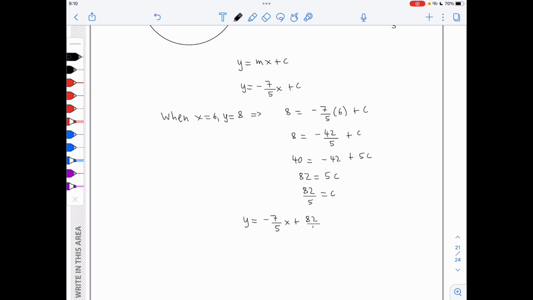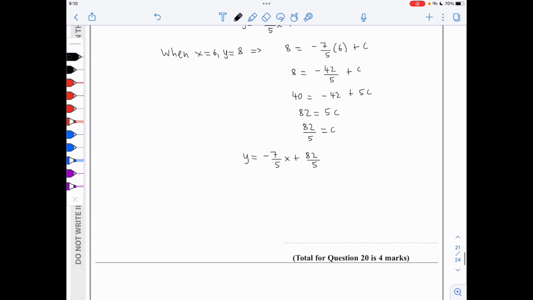I need to give my answer in a particular form, everything on the left hand side, all the coefficients being integers. So I will multiply everything by 5. 5y is negative 7x plus 82, and therefore 5y plus 7x minus 82 is equal to 0.